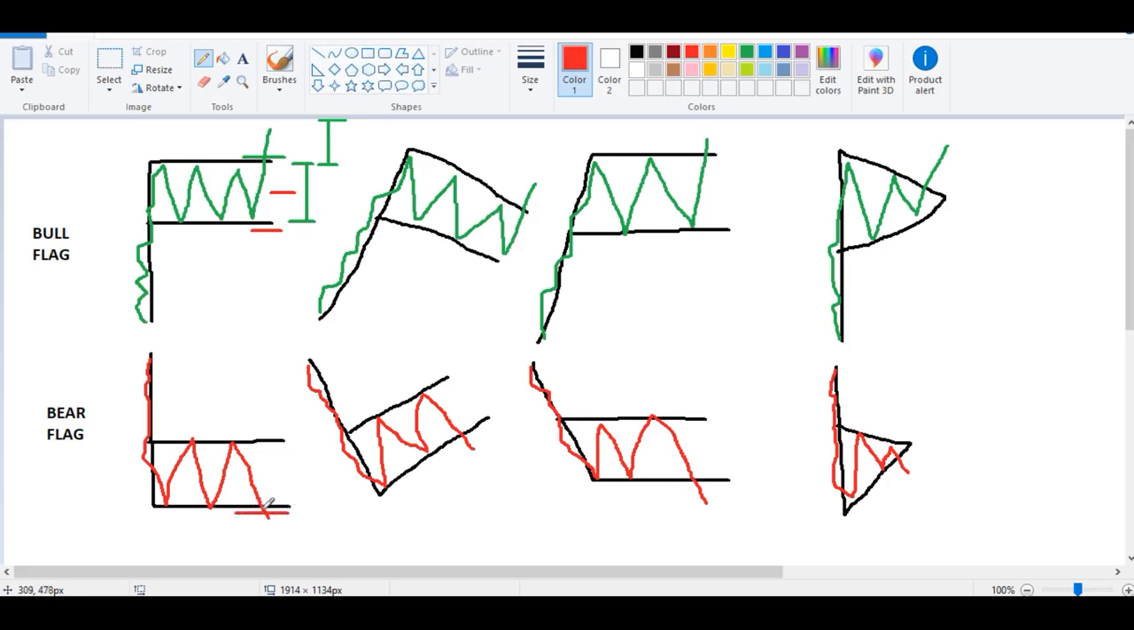And we enter the moment the consolidation area breaks. When price starts to move out of the consolidation area is when we enter, right? And very similarly, we keep our stop loss either at the midpoint or the opposite end. And my target is simply the distance of the flag, like this.